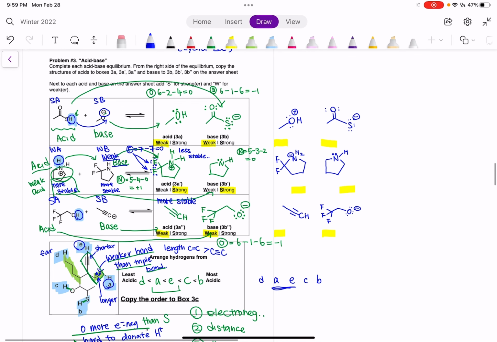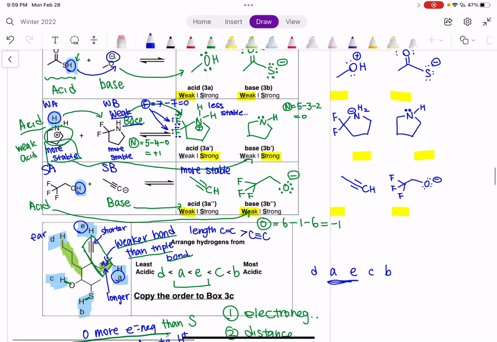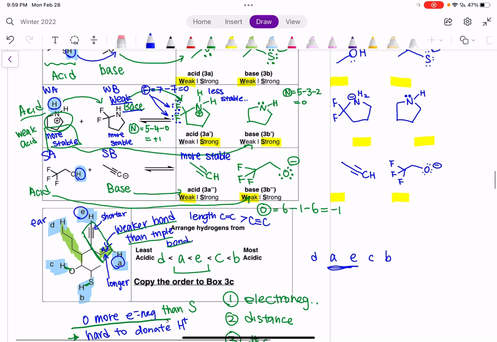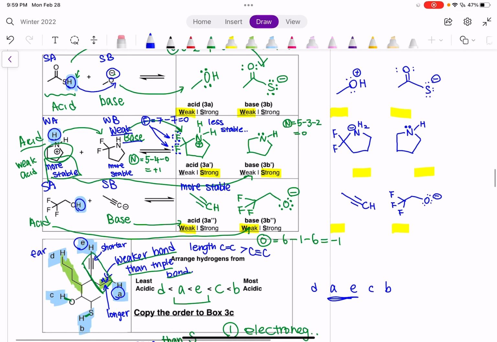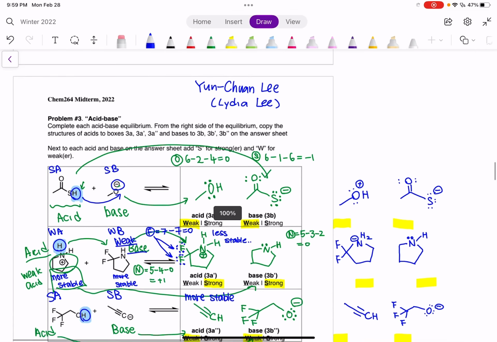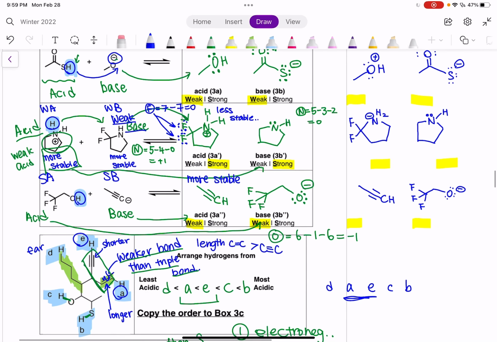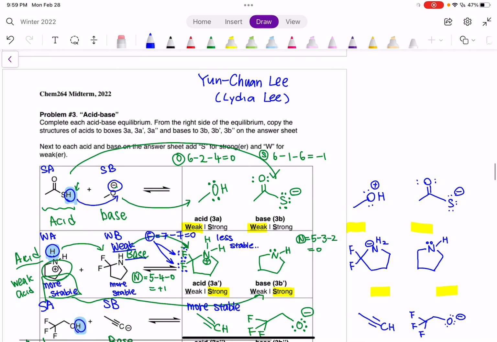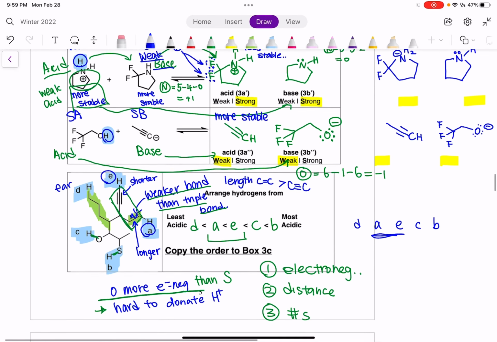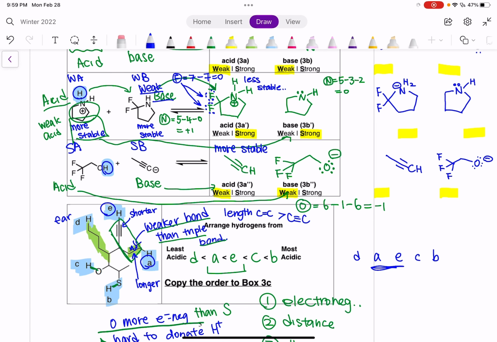I was using that wrong because I got confused by my explanation. But once I use the other explanation, it's more clear and I understand it more. So here is the end of my explanation video on the real midterm of problem 3, acid and base. Hopefully these all make sense, and yeah, bye guys.